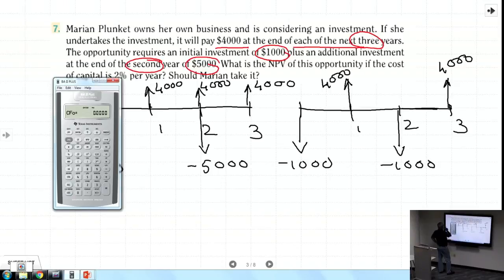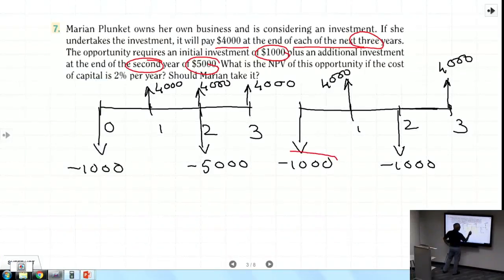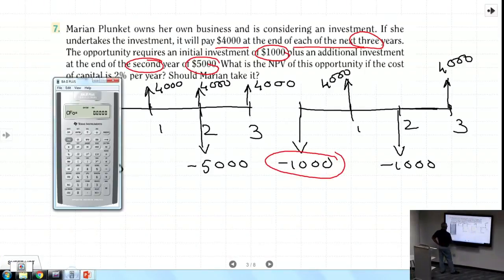So the first cash flow that we have is negative 1,000. So I'm going to put 1,000. That's in year 0. Change the sign, make sure that's CF0 and enter. Then I do down arrow. C01 is the cash flow in year 1, which is 4,000. Enter. Down arrow. F01 will remain 1.